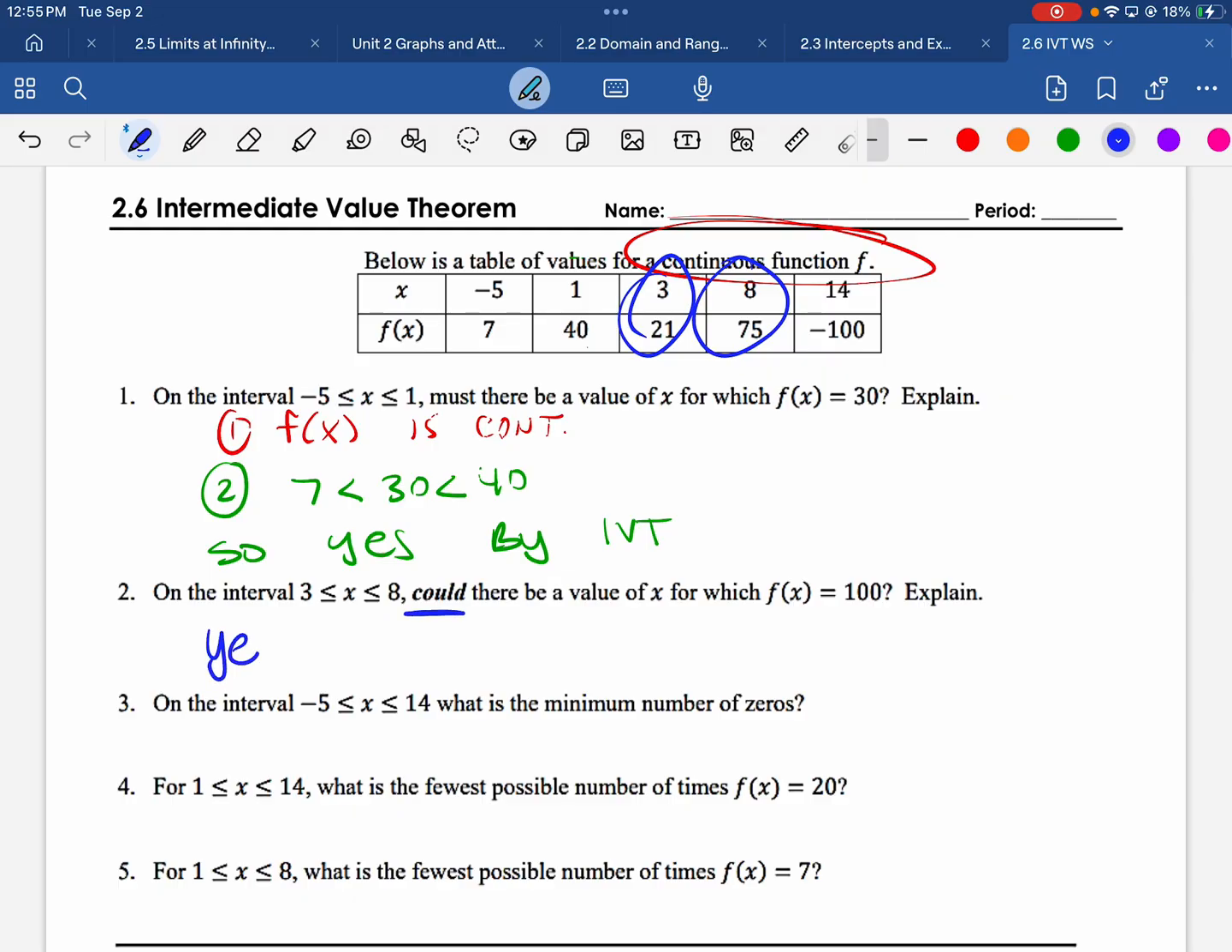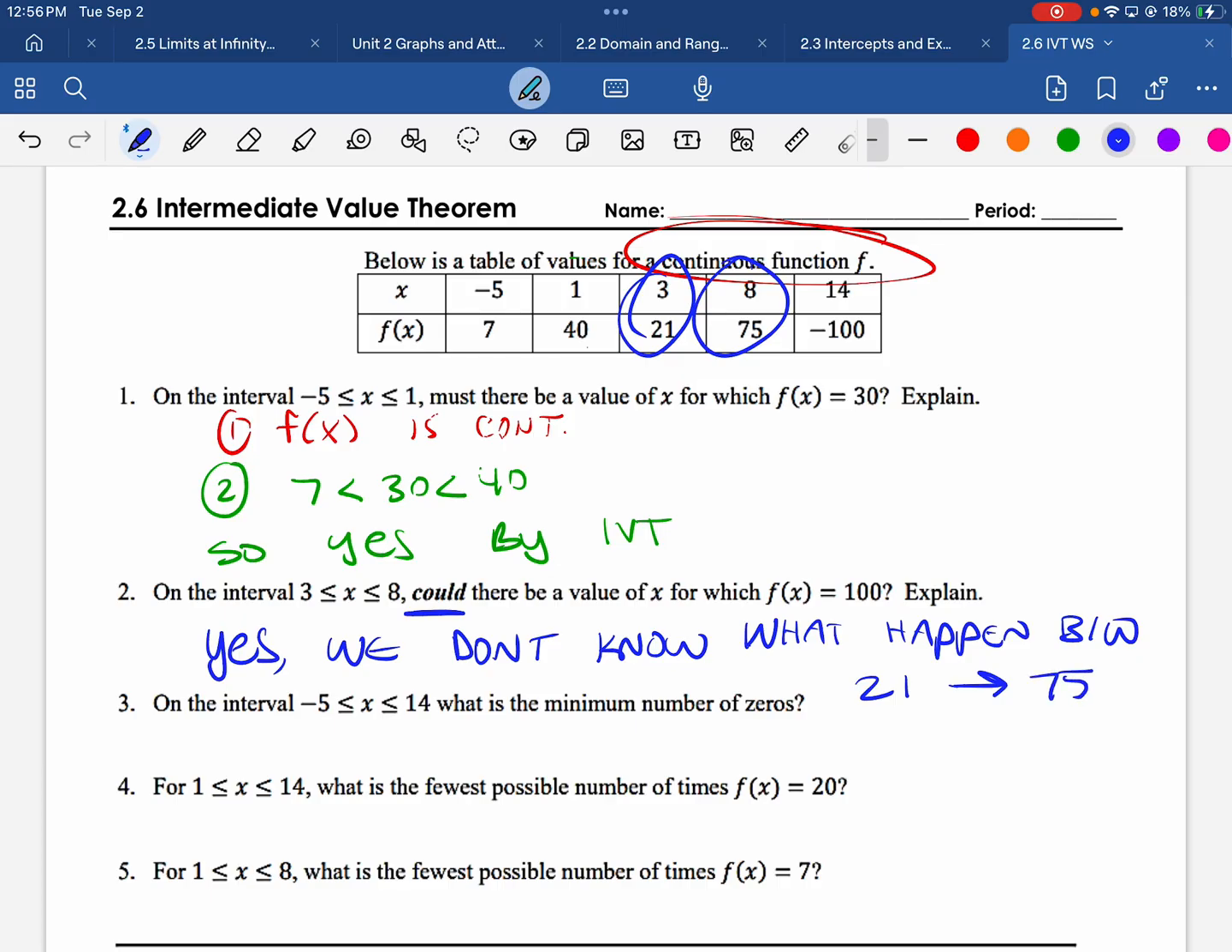So yes, we don't know what happens between 21 and 75. It does not have to go like a linear pattern. It could go to 21, it could go to 1,000, and then 5,000, and 200, and negative a bajillion. We don't know what happens between 21 and 75. It could hit 100. We just don't know.